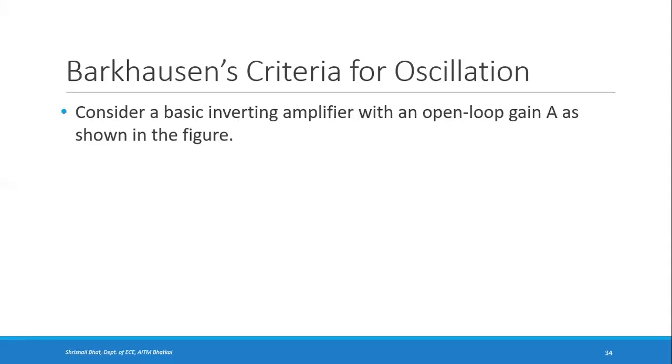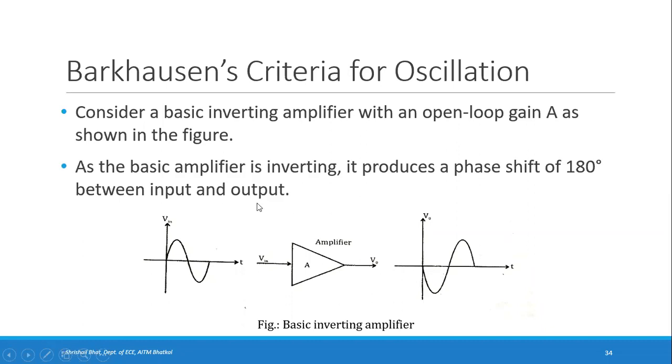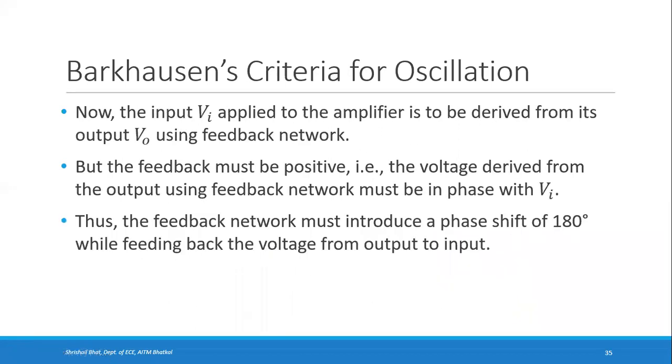Okay. So consider a basic inverting amplifier with an open loop gain A, as shown in this figure. You know what an inverting amplifier is. If you provide an input sine wave at the input, at the output it will be amplified, but it will be inverted. It's an inverting amplifier with a phase shift of 180 degrees, right? So as the basic amplifier is inverting, it produces a phase shift of 180 degrees between input and output. Now what happens in oscillators is we are not supposed to give any input voltage.